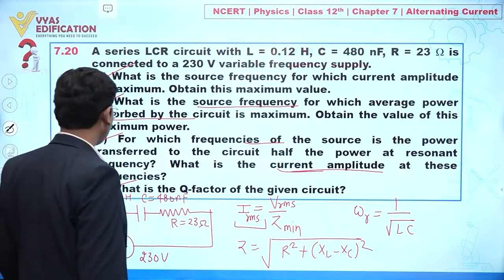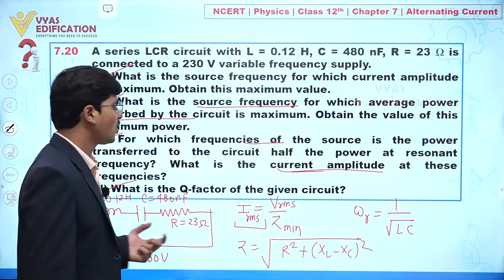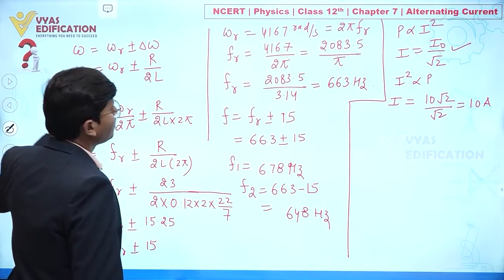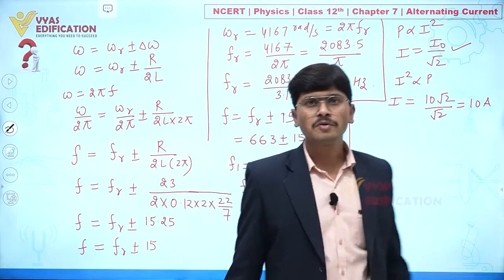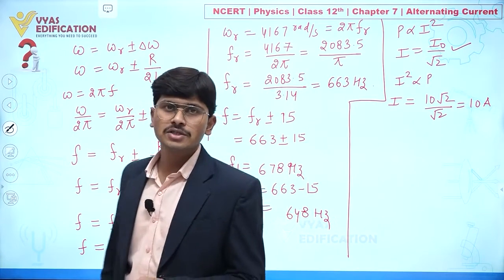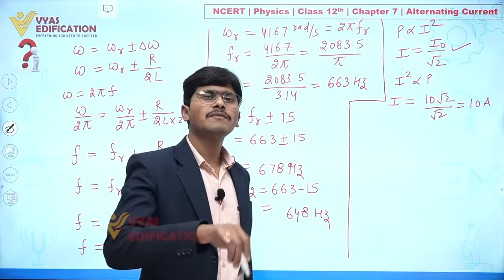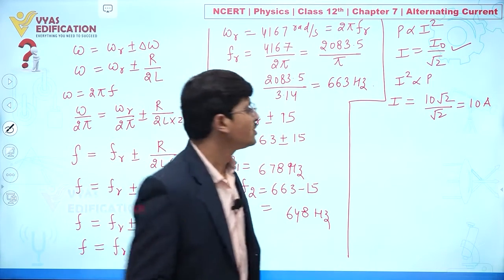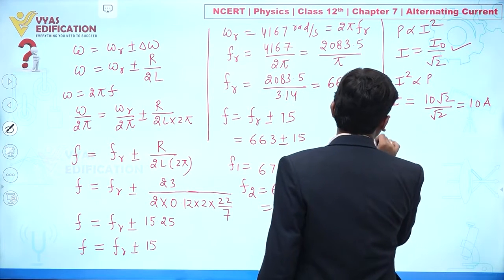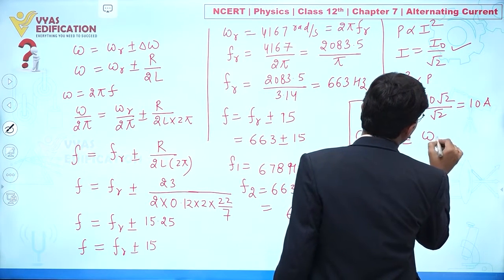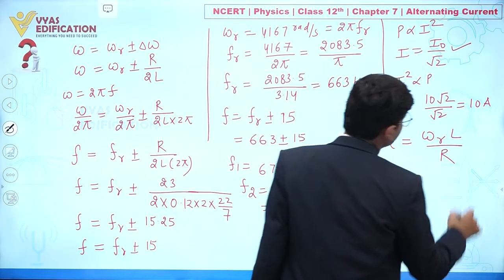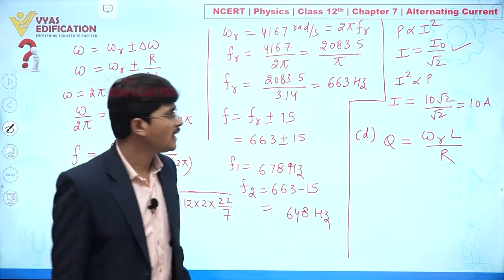Now we have one more part of this question. This is part number D. What is the Q factor of the given circuit? Clear? So actually Q factor provides the sharpness of the circuit, or we can say if you are drawing a graph, how sharp that curve is. So Q factor is given by one formula, omega r L divided by R.